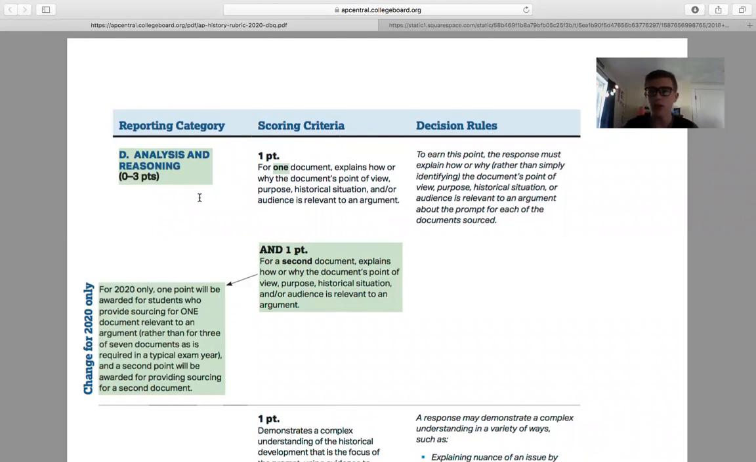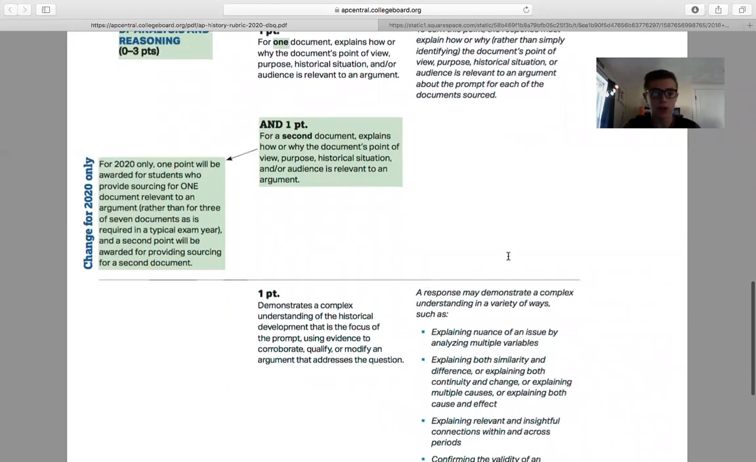I recommend making a little grocery list. They want you to do it for 2 of them. Figure out the HAPP for 2 of them in the time when you're analyzing the documents. That way it'll be ready to go when you're ready to write it. We'll get into that a little bit more later.